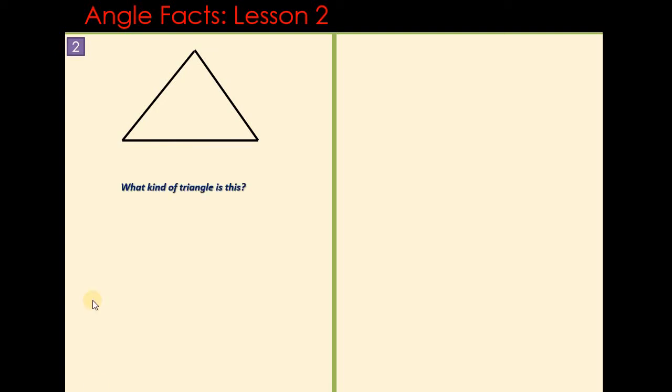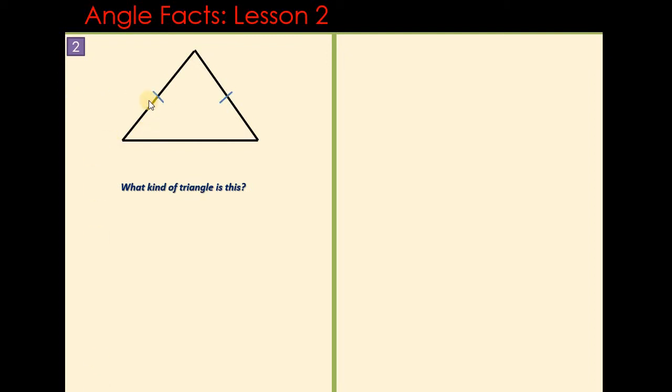Angle facts lesson two. Now, question, what kind of triangle is this? Well, we cannot assume that it's a particular type of triangle because we do not know the exact measures of these sides of the triangle. However, what if we were told so?